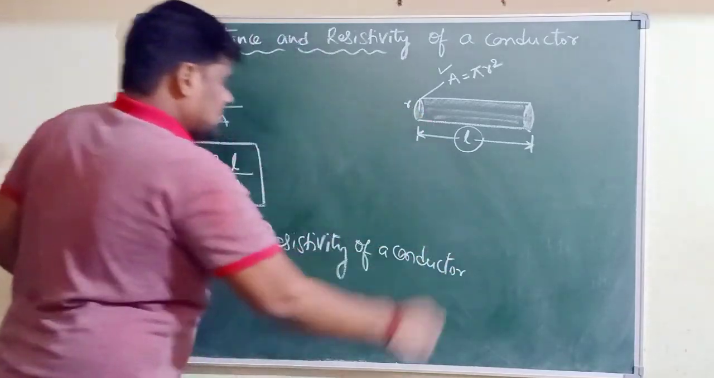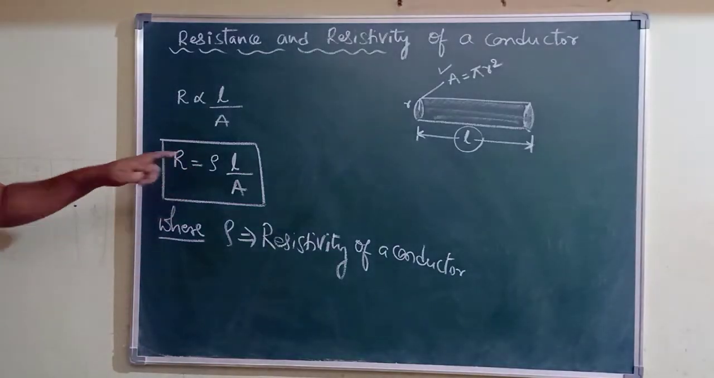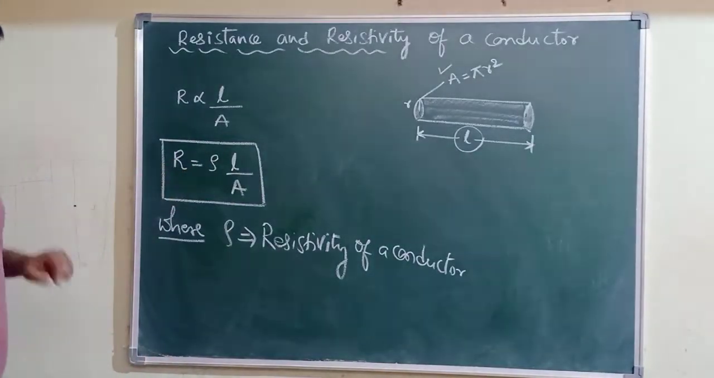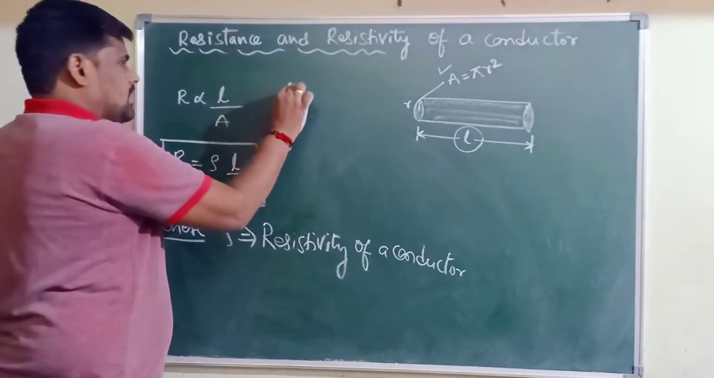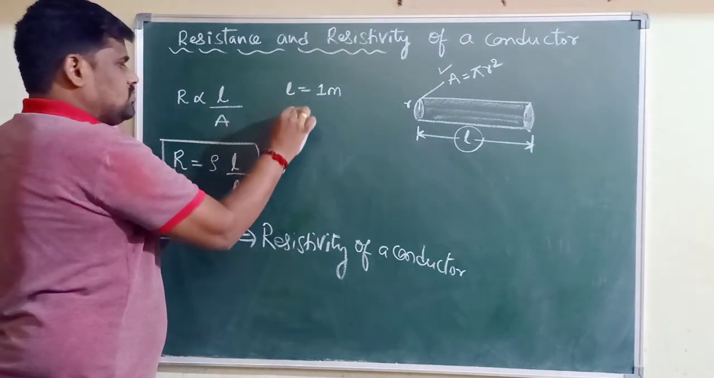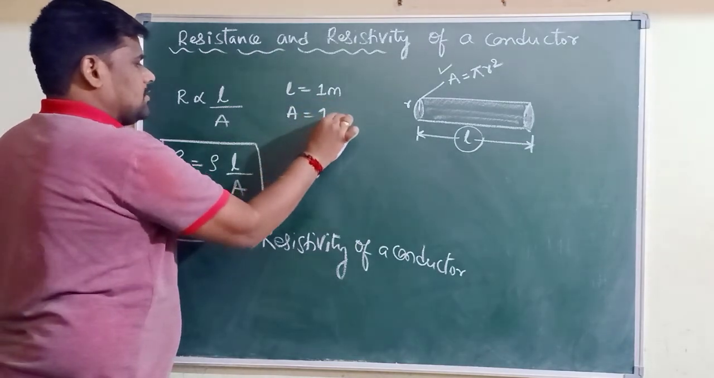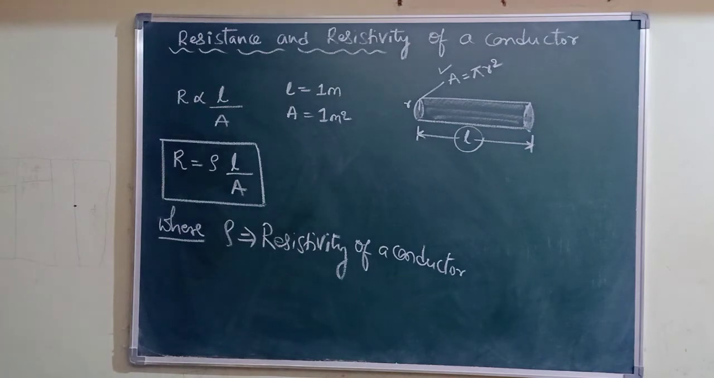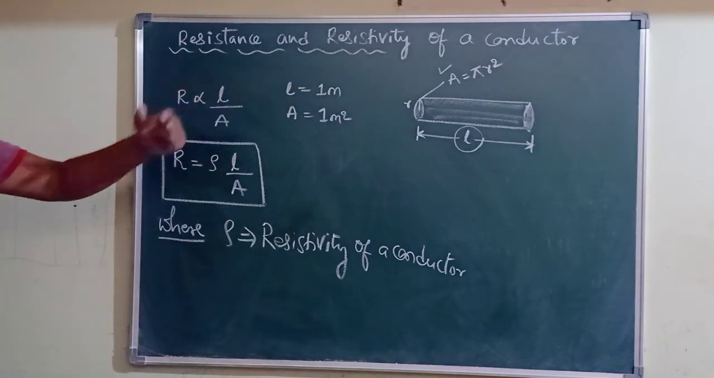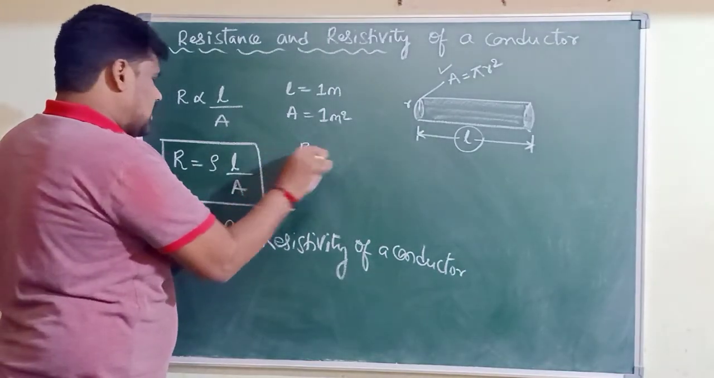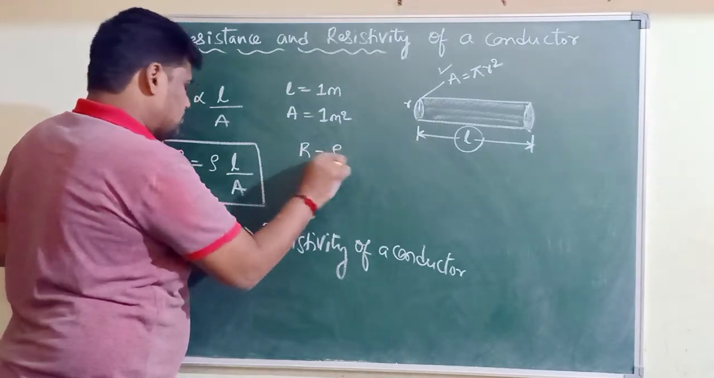Okay. So let us try to define resistivity of a conductor here. Further I will write what it is. I will take L is equal to 1 meter and A is equal to 1 square meter. Means I will consider a conductor of unit length and unit area of cross section. Then I can substitute here. If you substitute, R is equal to what? Rho.